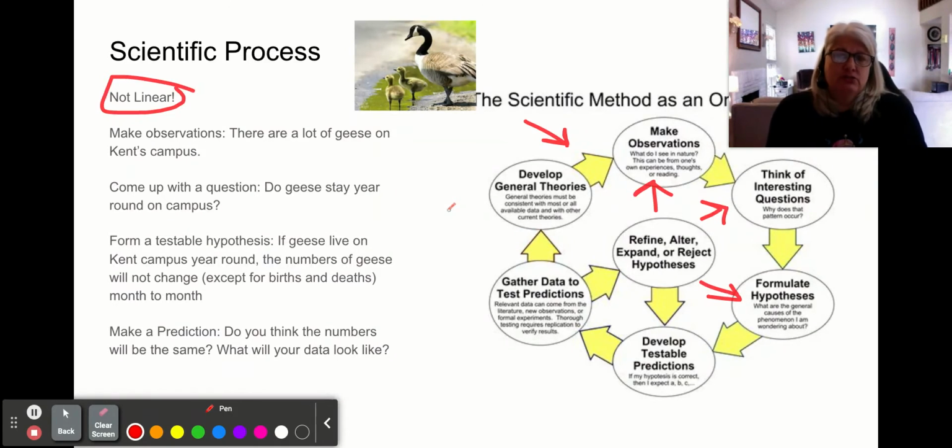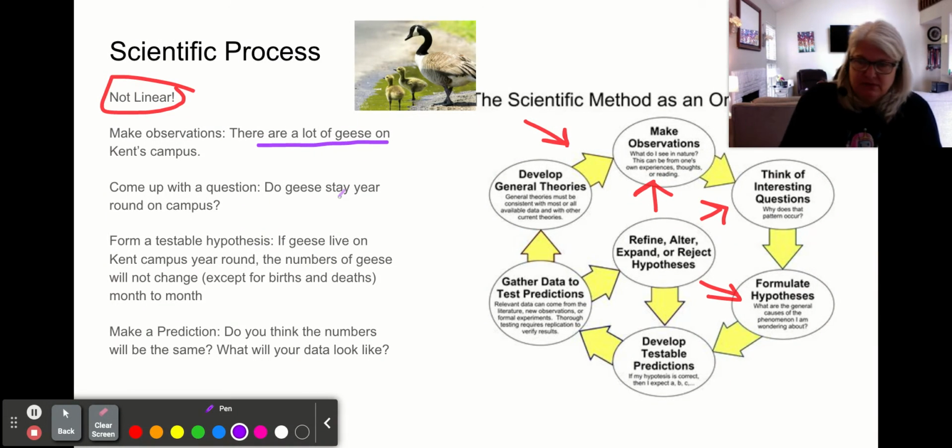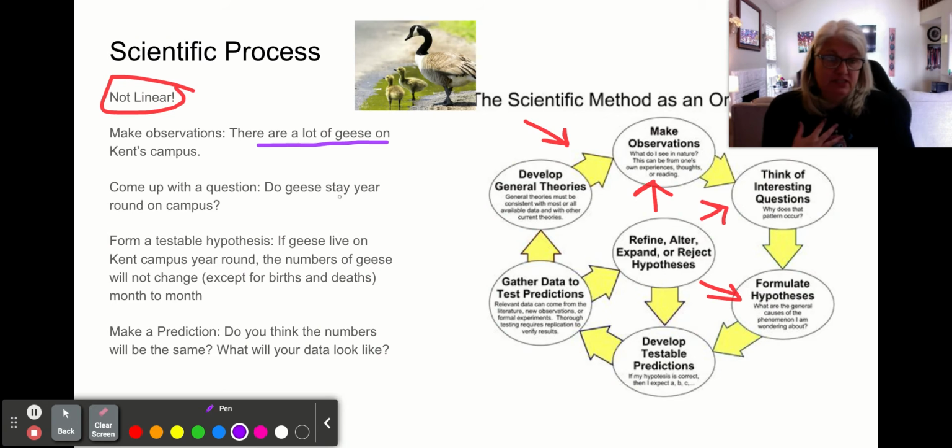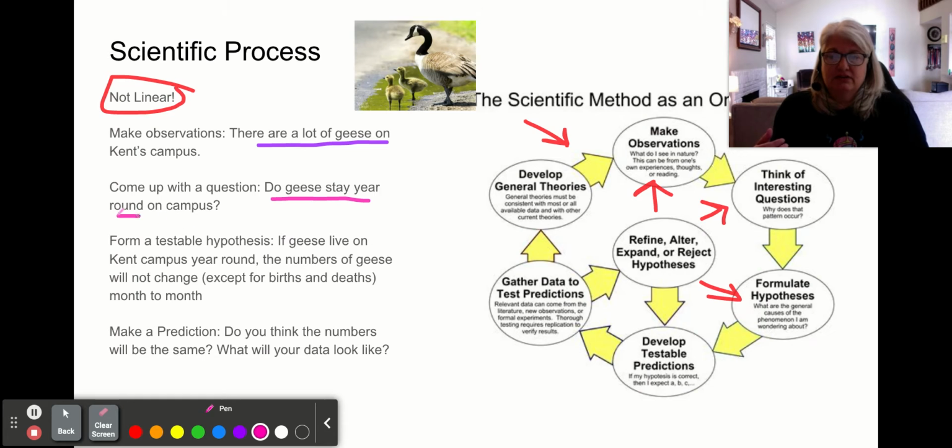The first thing you're going to do, and you do this without even thinking about it, is make observations. You do this all the time, and kids are great at this. Let's say I'm at Kent and I say, wow, there's a lot of geese on Kent's campus. That's an observation. From my observations, I can come up with a question. I wonder, are these the same geese that were here last year? Are these different geese? So I come up with a question that I'm going to test: do geese stay year-round on Kent's campus? That's my question. So right now we're right here.